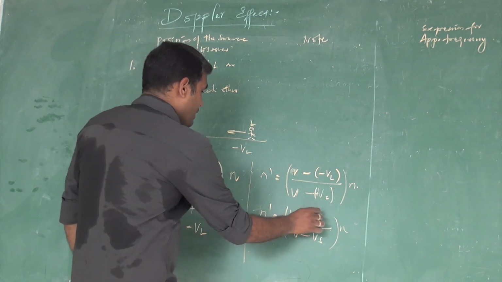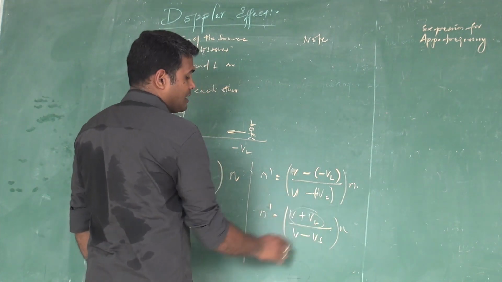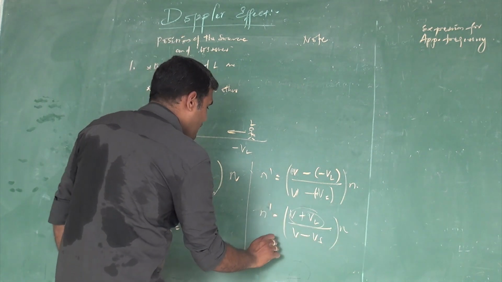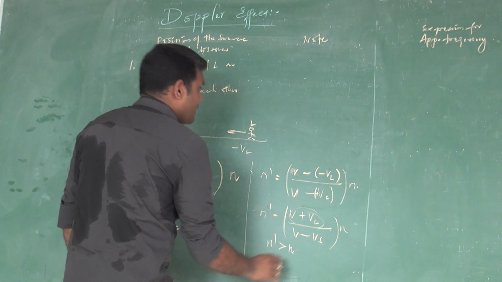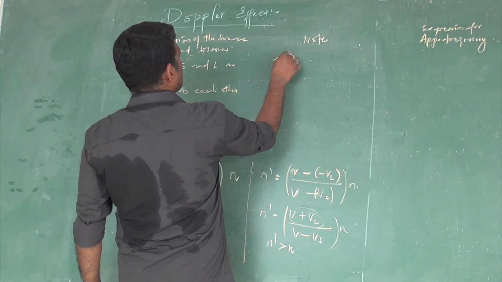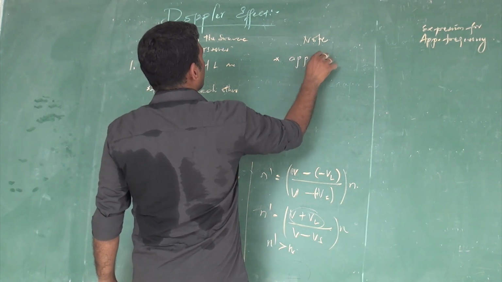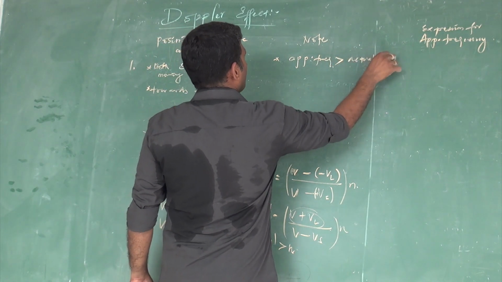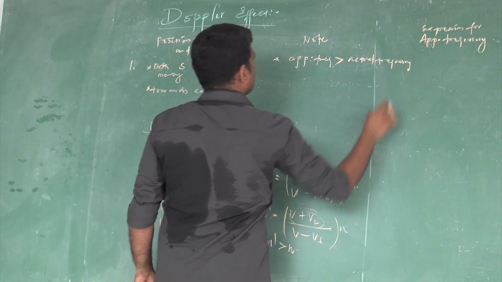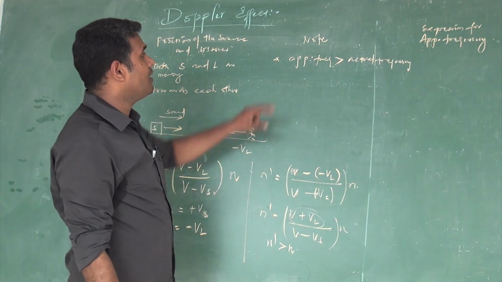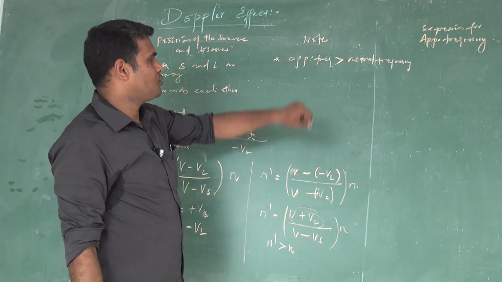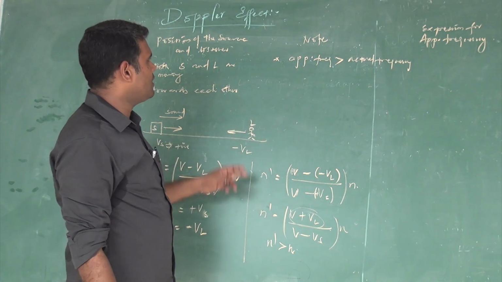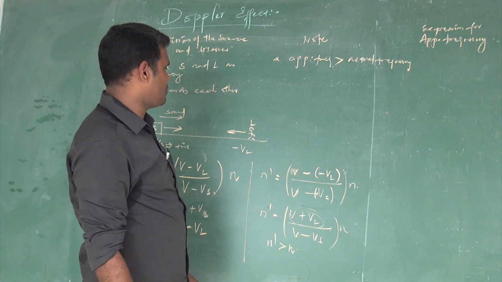Numerator is sum of two velocities. Denominator is difference of two velocities. So n prime must be greater than n. So I can say in the note that apparent frequency is greater than actual frequency of sound source. This idea is very simple.